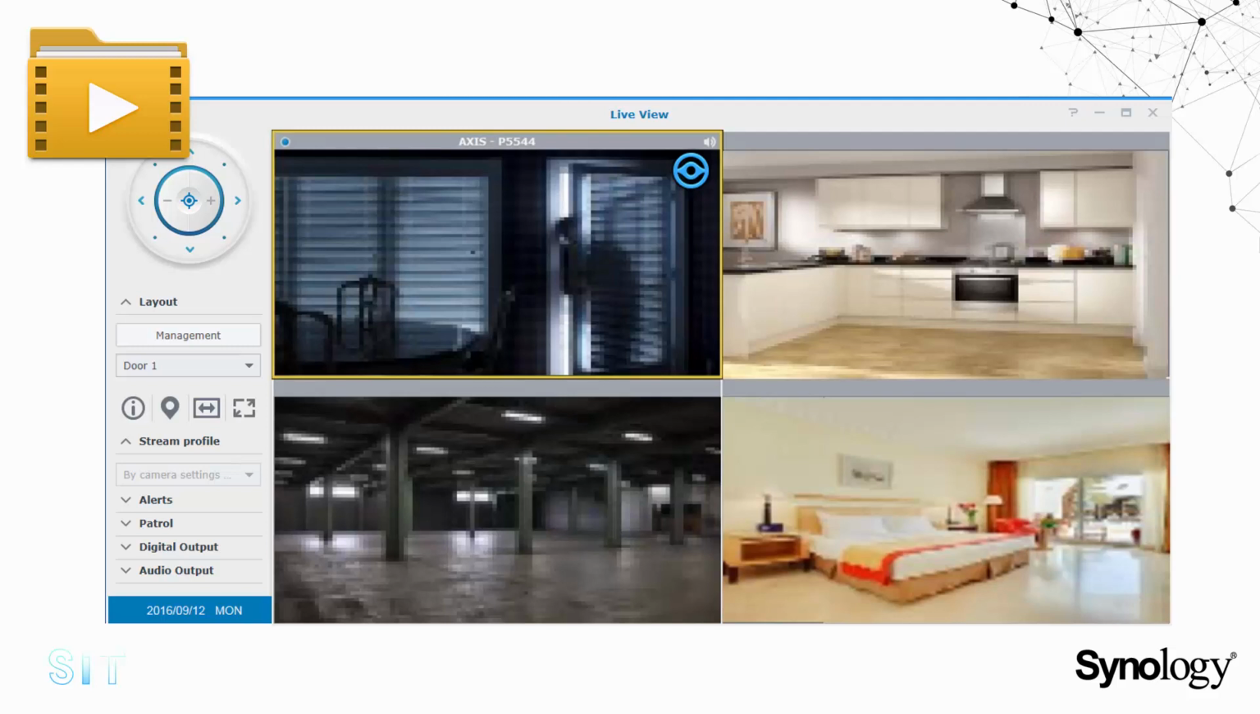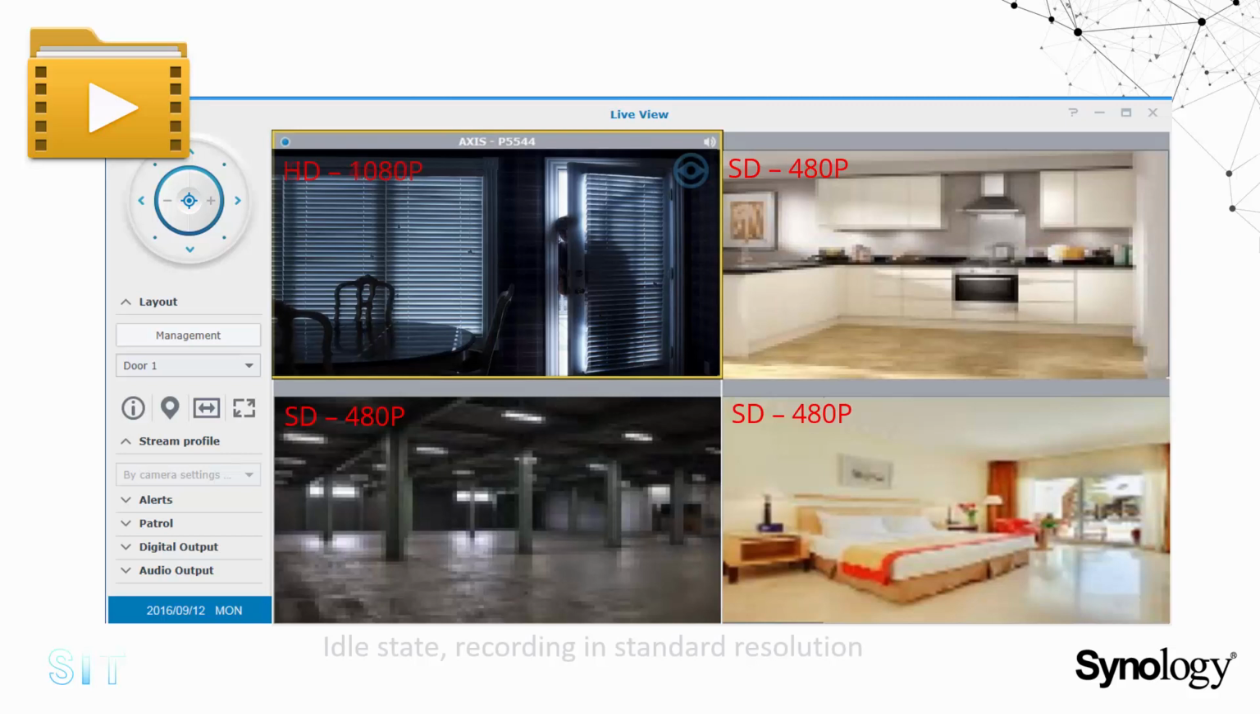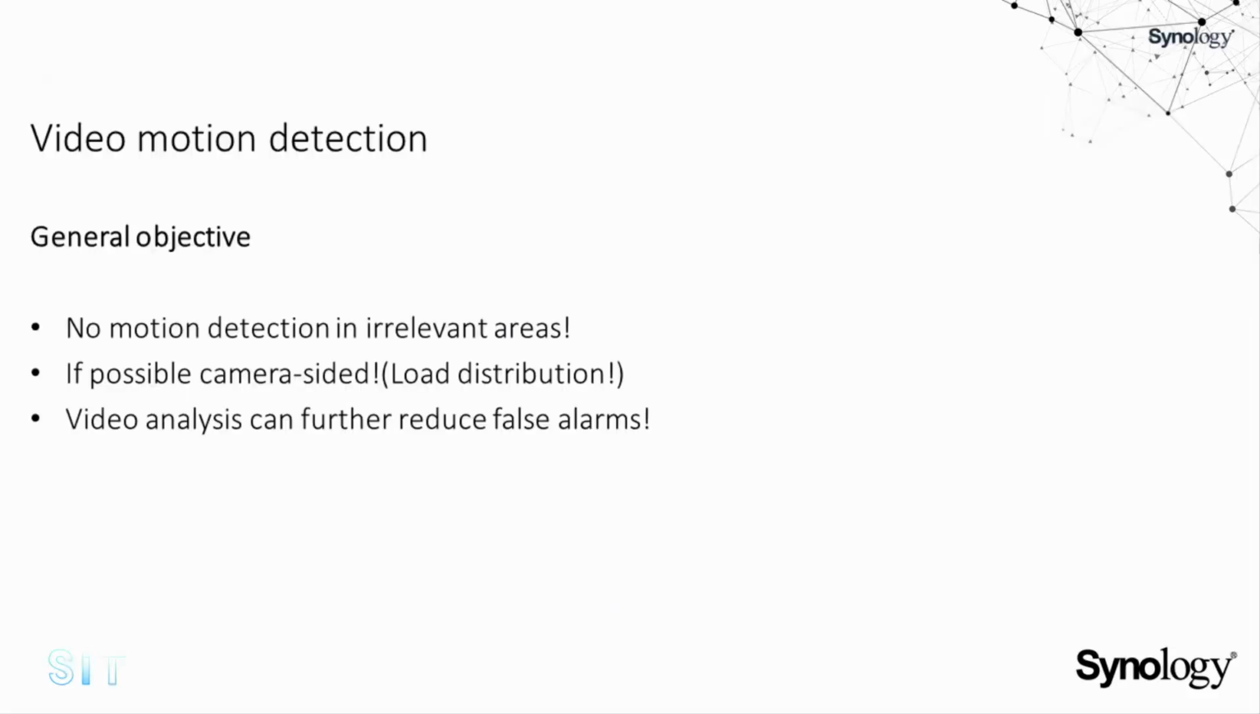Motion detection can be performed by the camera, which must be configured on the camera interface. An exception is the ACAP video detection from Axis. This can also be configured from Surveillance Station. To know which motion detection to configure, let's look at the general objective of such a video motion detection. You should not perform motion detection in irrelevant areas. If possible, motion detection should be done on the camera side to simply distribute the load. A video analysis can reduce further false alarms.